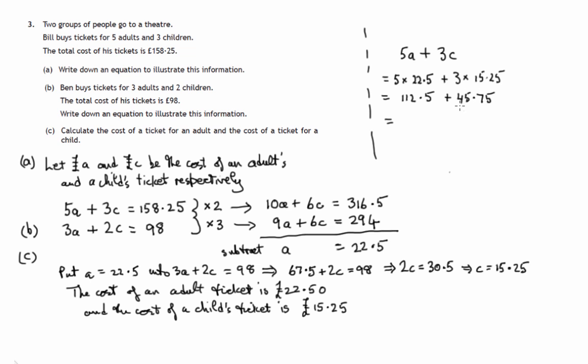And if we add 112 and 45, we get 157 with a 1.25, that's 158.25. So we do indeed get the 158.25. So I've checked these. Nice to know. So there's our final answer to part C.